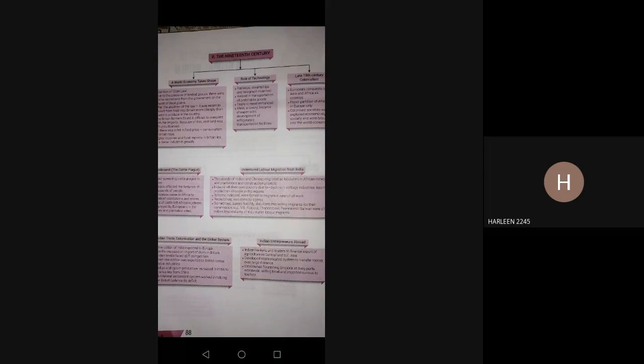So on this page, regarding the 19th century, we covered the world economy, the role of technology, 19th century colonization, the re-entry and the indentured labour from India, Indian trade, and the Indian entrepreneurs abroad. Is it clear? It is clear.